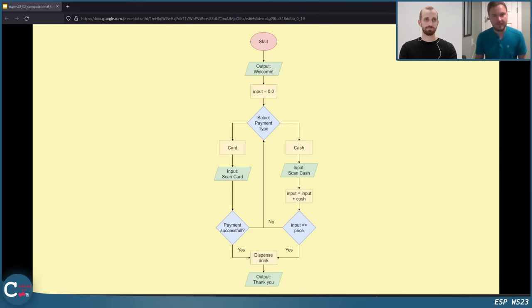So as David said, this is not for the exams. You don't have to draw flowcharts, but this is knowledge that we build on. So you definitely will need that for the exam, actually, at the end.